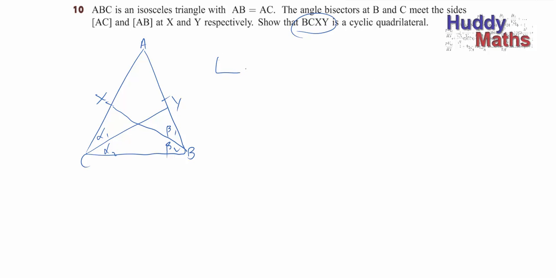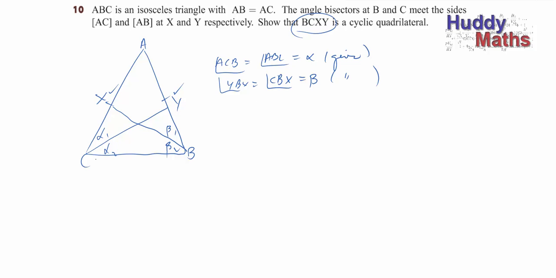So we should put it here, angle ACB equals angle ABC equals alpha. That was given because it was a bisector. And also angle YBX equals angle CBX equals beta. That was given as bisectors. Now what can we say? We want to show that BCXY is a cyclic quadrilateral. So what can we say now with these two? Well, let's have a look. We haven't used the isosceles.